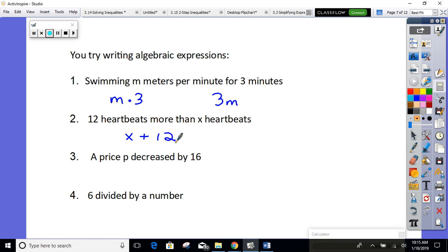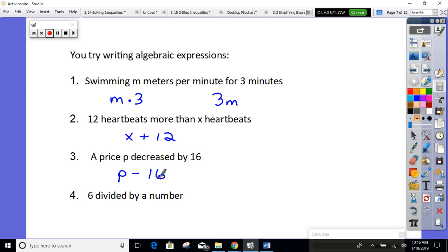Andre, number 3, a price P decreased by 16. Minus, so how would you write that? Good, P minus 16. There's no word than in there, so we don't have to start with the 16, we can start with the P.